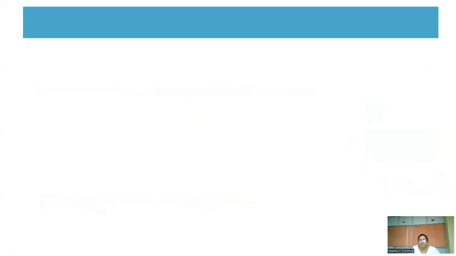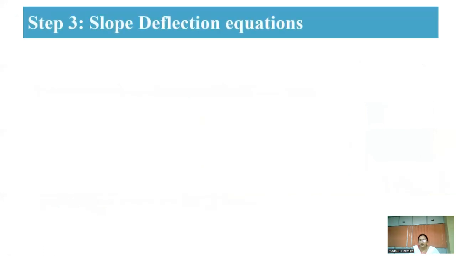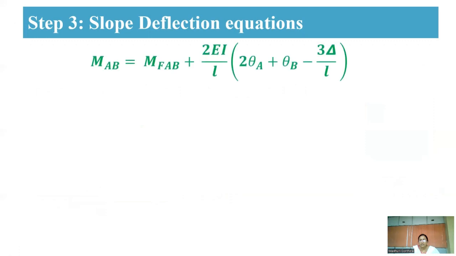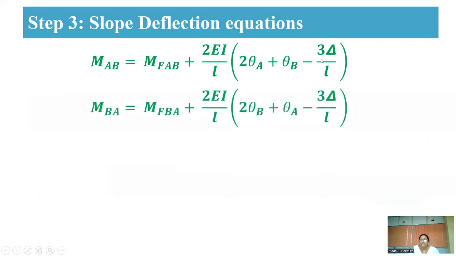And now coming to your step 3, that is your slope deflection equations. Here the slope deflection equation is MAB equal to MFAB plus 2EI by L into 2 theta A plus theta B minus 3 delta by L. This is the fixed end moment, this is the moment due to rotation, and 6EI delta by L square is the moment due to the settlement.